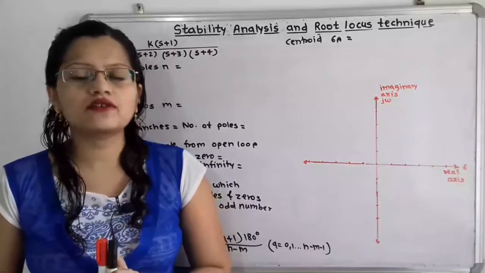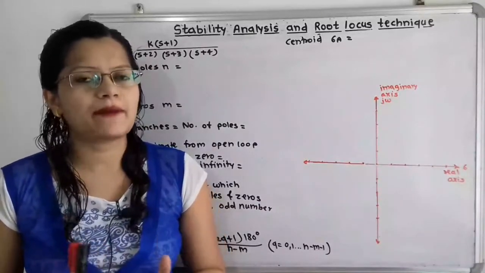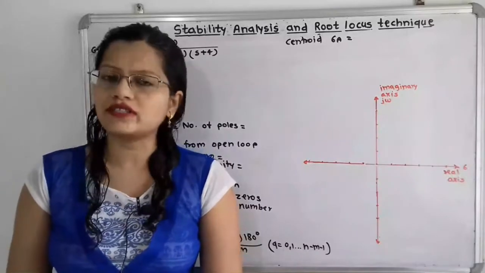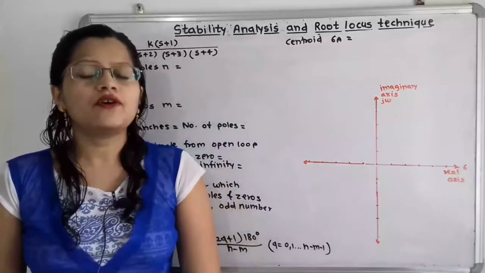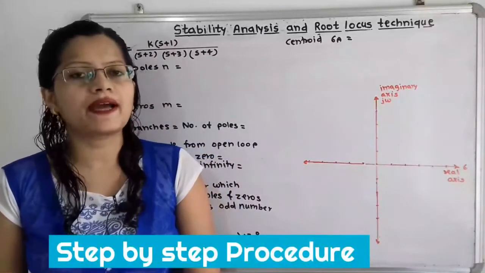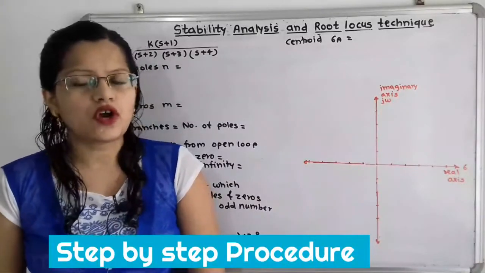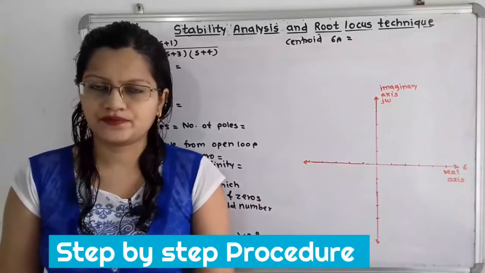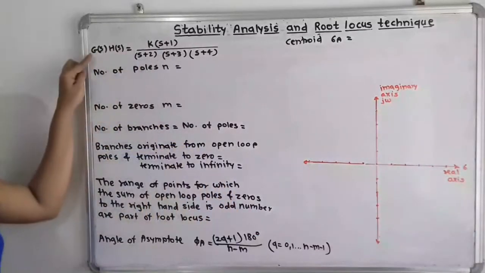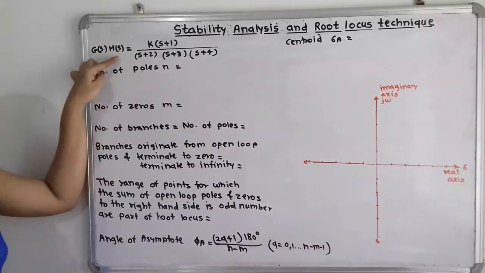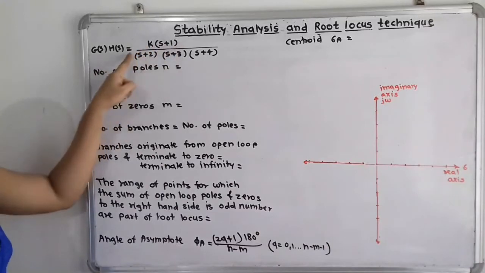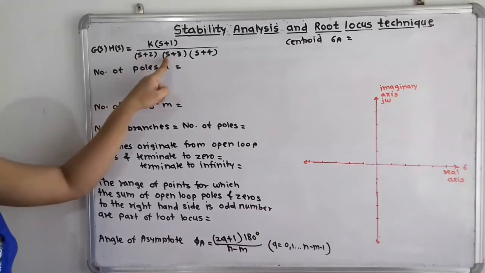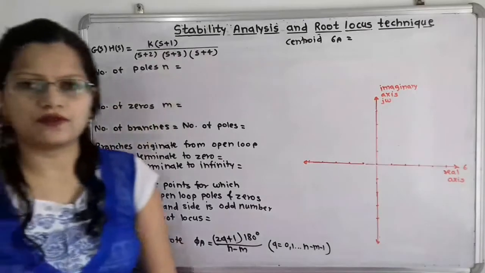Today we are going to solve a problem on stability analysis and root locus technique. In this video, we are going to follow a step-by-step procedure to draw the root locus for the open loop transfer function. So the open loop transfer function G(s)H(s) is equal to K(s+1) divided by (s+2)(s+3)(s+4).